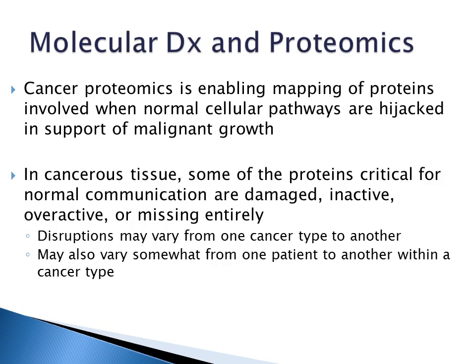Cancer proteomics is enabling mapping of the patterns of proteins involved when normal cellular pathways are hijacked in support of malignant growth. In cancerous tissue, some of the proteins critical for normal communication are damaged, are inactive, are overactive, or are completely missing. The full set of deranged and dominating proteins at work disrupting cellular communications can vary from one cancer type to another cancer type, and they may also vary from one patient to another with the same cancer type.